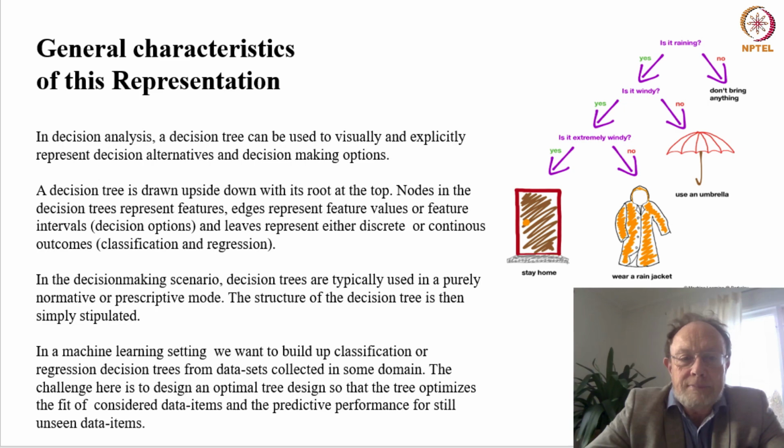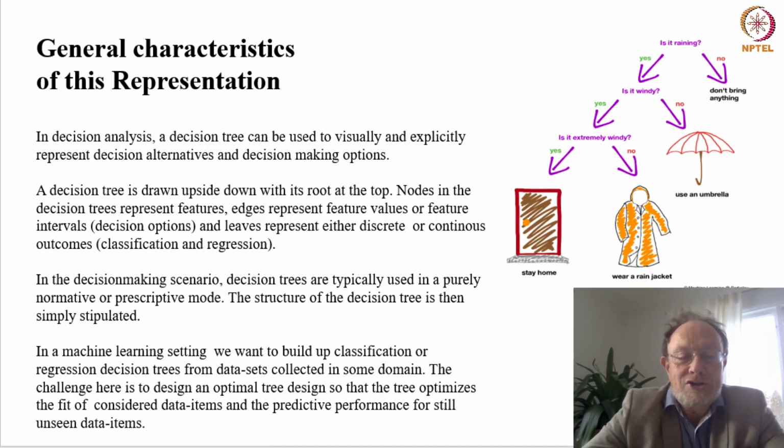Decision trees were actually developed in decision analysis, where a tree can be used to visually and explicitly represent decision alternatives and decision-making options in various situations. Typically, a decision tree is drawn upside down with its root at the top.